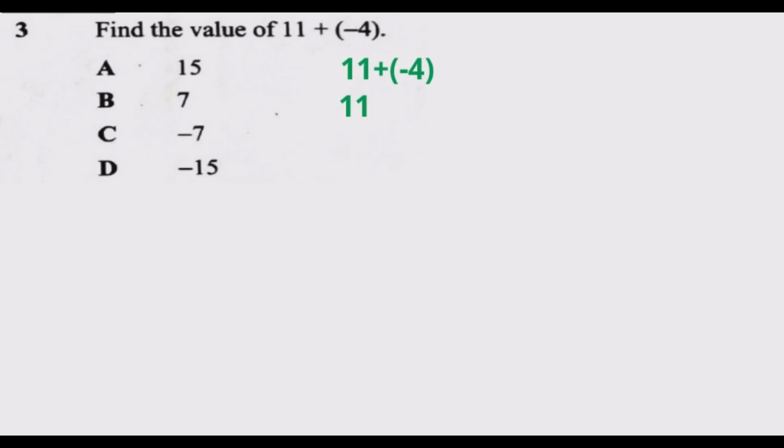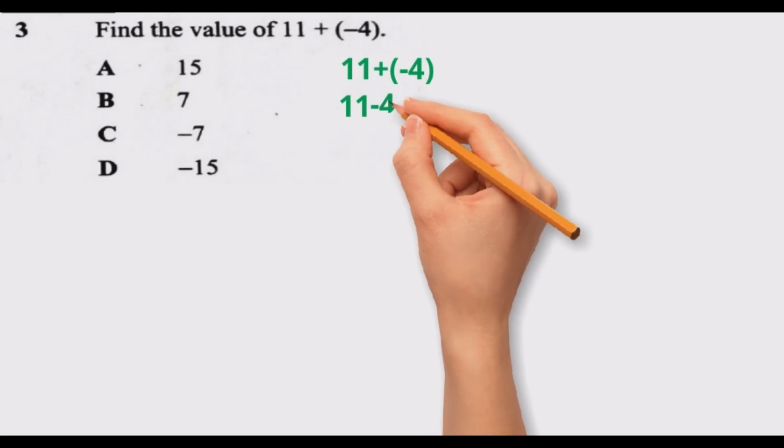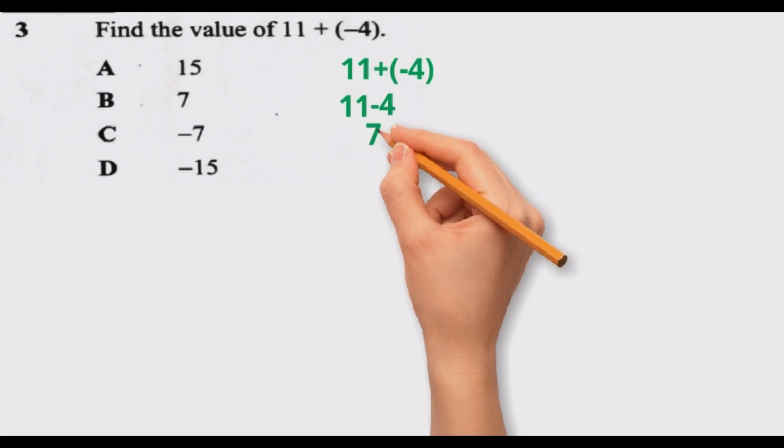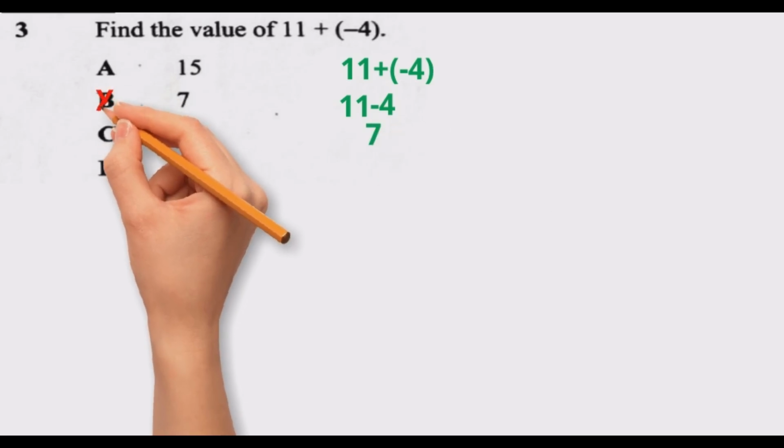Before we put the sign, first we remove the number which is in bracket by multiplying it with positive 1. Positive 1 multiplied by negative 4 gives negative 4. So I'm going to say 11 minus 4. Then 11 minus 4, the answer will be positive 7. So the correct answer was B.